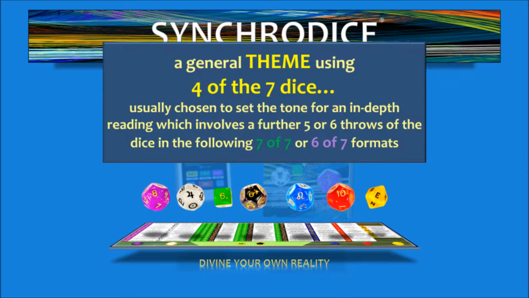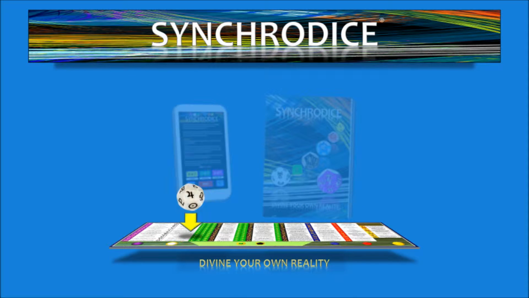You can start by just throwing the 4 dice, white, green, black, and yellow, to create a theme which you can apply to your life circumstances in general, or you can follow the theme with another 5 or 6 throws to create a more comprehensive and involved reading, in which case you do one of the 2 following kinds of throws.